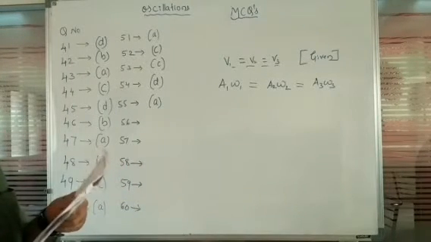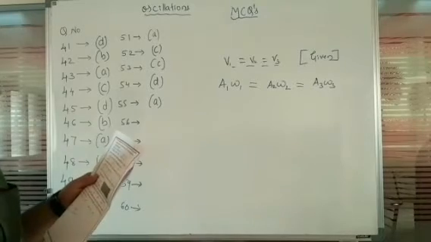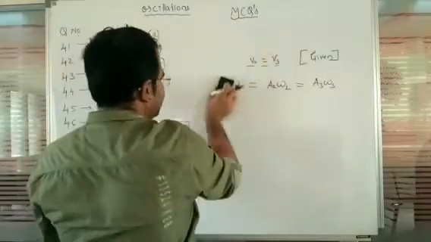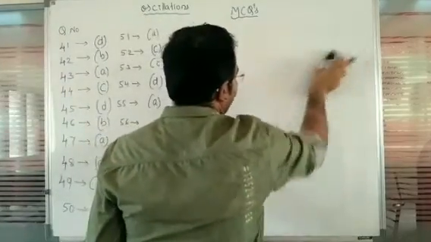Next, question number 56. Simple harmonic motions are represented by the equations x1 and x2. Their amplitudes are in the ratio, so we have to identify the amplitude ratio.